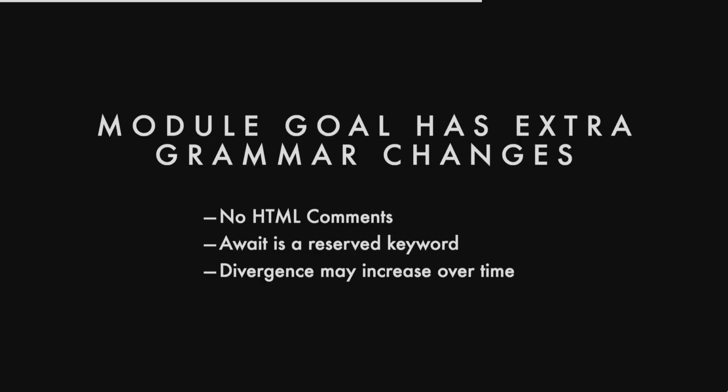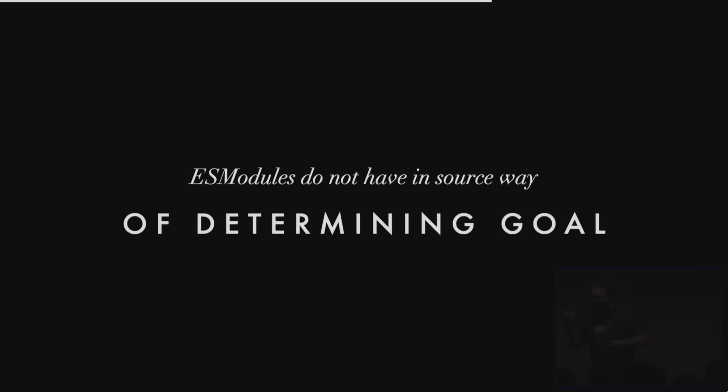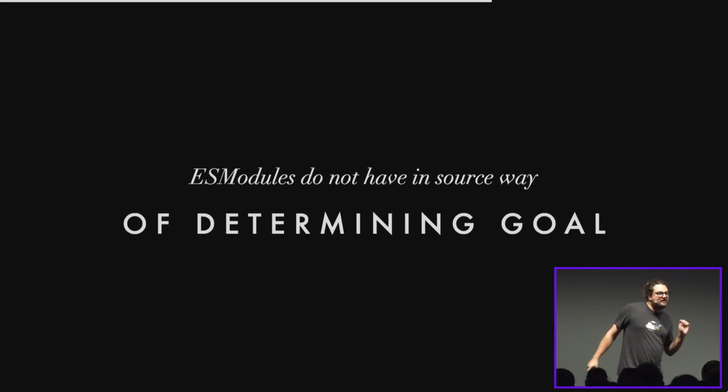That await is a reserved keyword also makes it hard to use any variable that's named await. It's not allowed anymore. So this is one of the really hard parts, though. ESModules do not have an in-source way of determining the goal. Strict mode did. You had a pragma. You could say use strict.